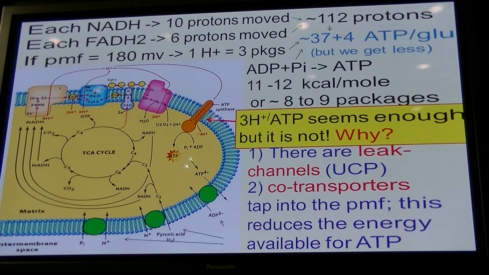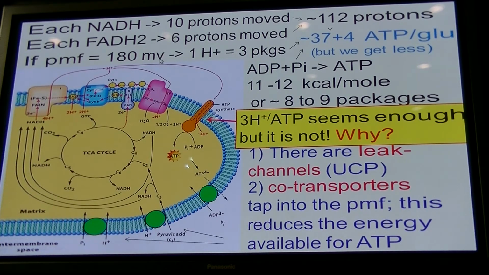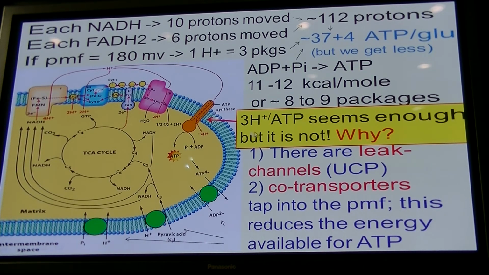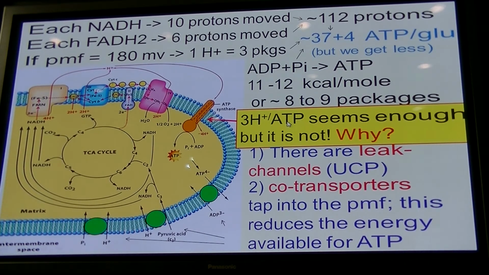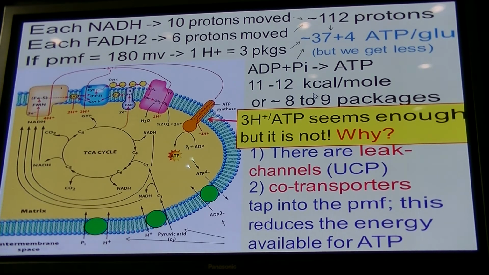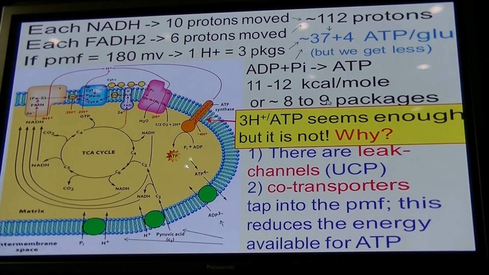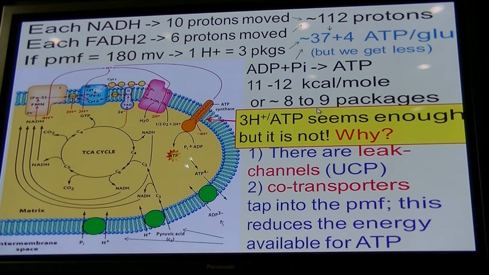So why do we get less? Okay, another way to say it, if there's 180 millivolts membrane potential, then 3 protons should be enough to drive the formation of 1 ATP from ADP and Pi. So there are 3 packages of energy in each proton. We need 9 packages. 3 times 3 is 9. 3 should be enough, but it seems like it's actually not. So why is that? What is going on?